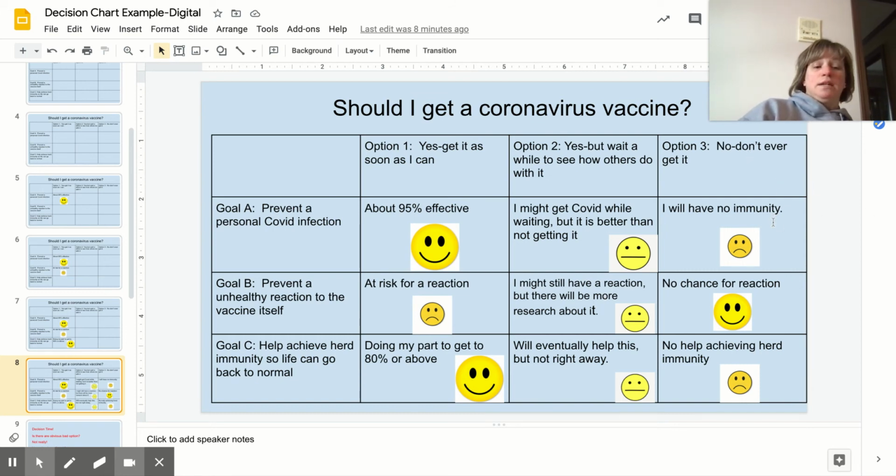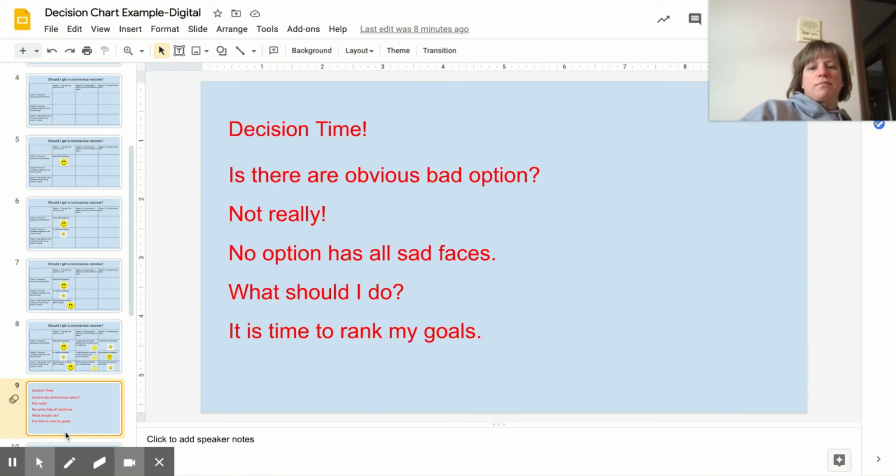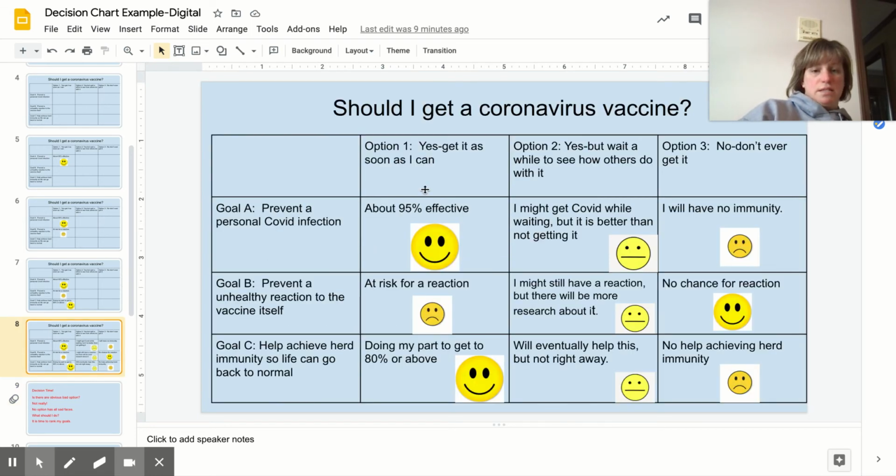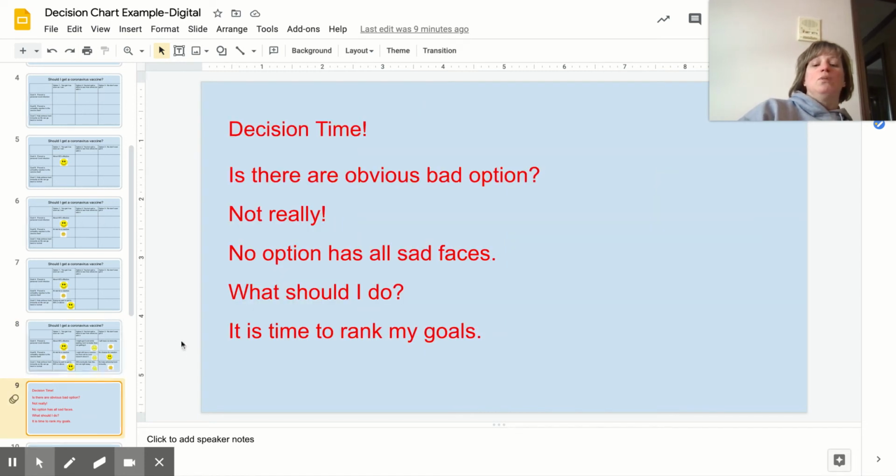Now, not ever getting it goes sad, happy, sad. So now it's decision time. The decision is really around these things. Is there an obvious bad option? And the answer is not really, because look at this. There's not a single option that is just full of sad faces, right? So that it would eliminate it if it was, but not a single option has that. So what should I do?